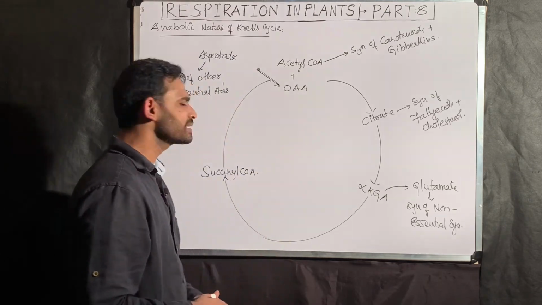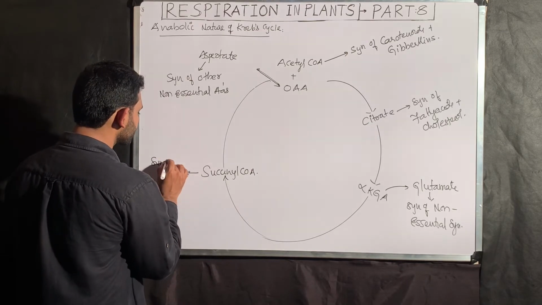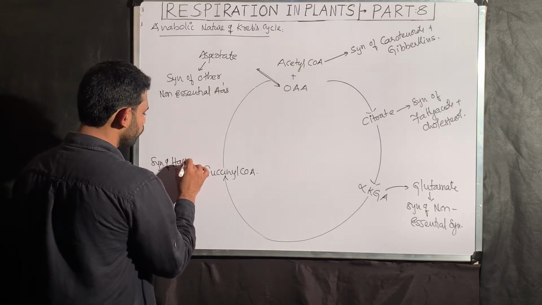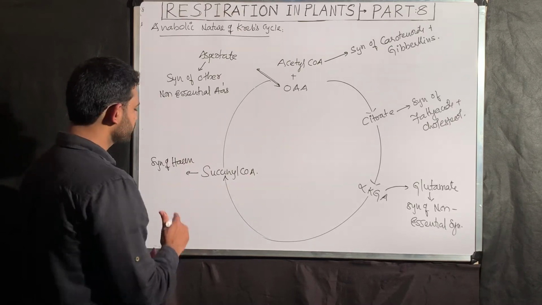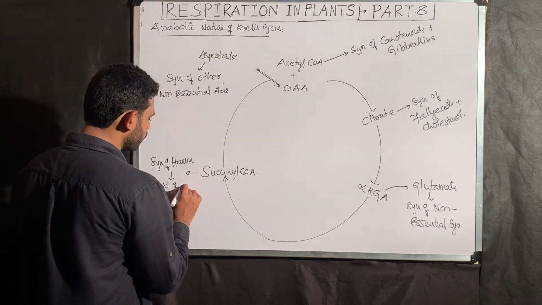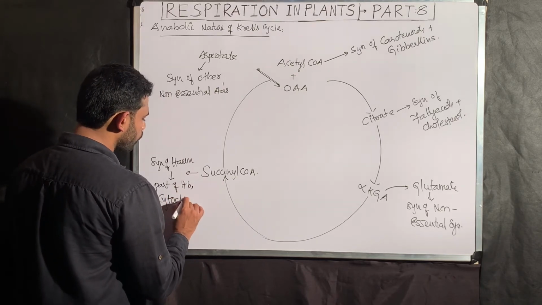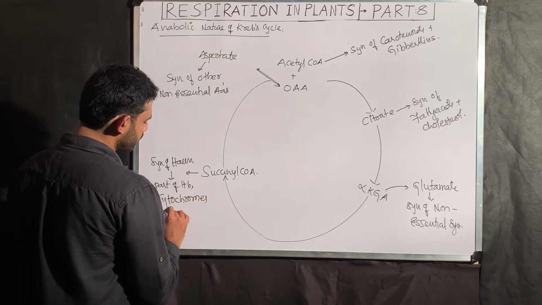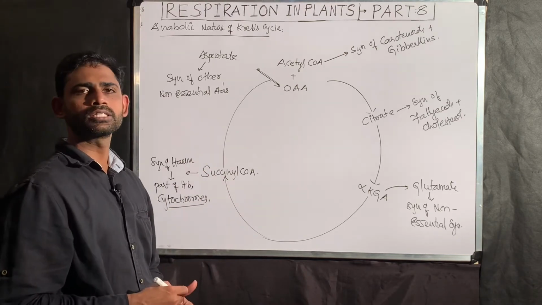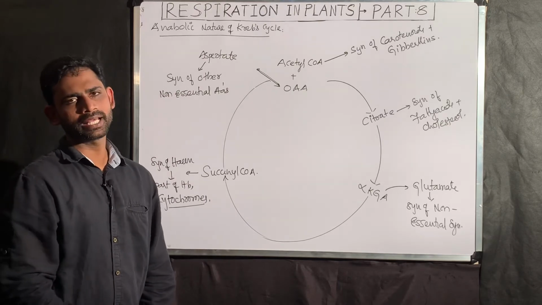Next comes the succinyl-CoA. Succinyl-CoA is involved in the synthesis of heme. We heard this a number of times. This heme is a part of hemoglobin, and also part of cytochromes. Cytochromes are very important in the electron transport chain. Now you can understand the anabolic nature of the Krebs cycle.